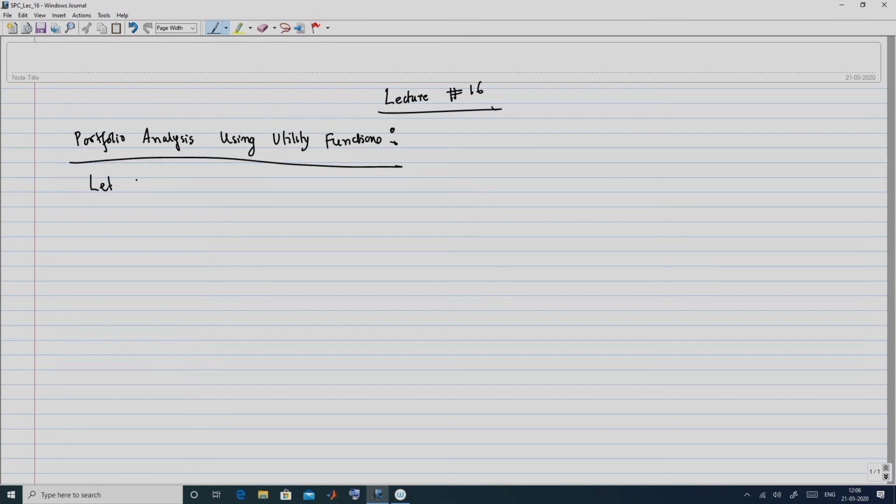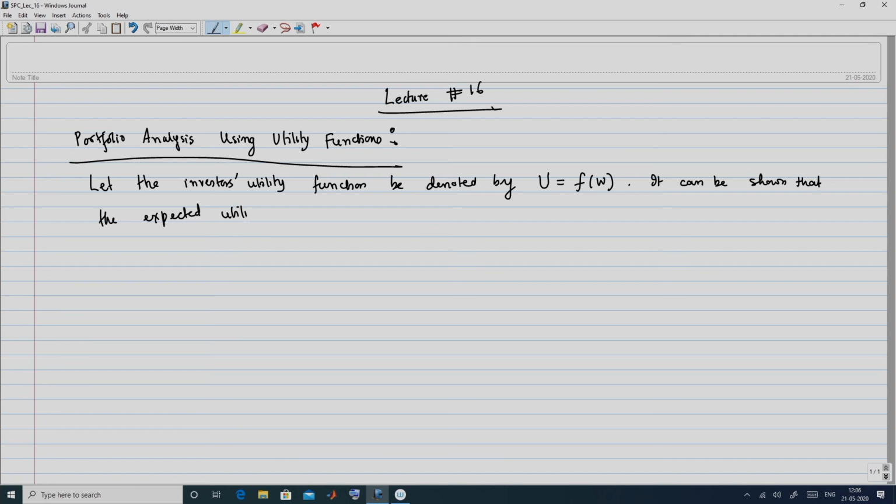So, when we talk about utility functions, this is something investor specific, and so we let the investor's utility function be denoted by some u which is f of w. Now, it can be shown that the expected utility of a portfolio. So, this is the utility function.